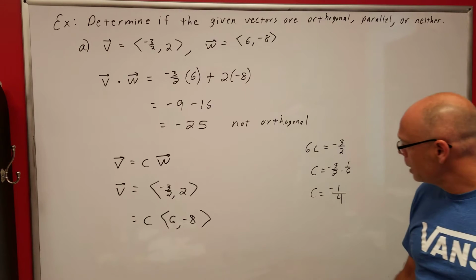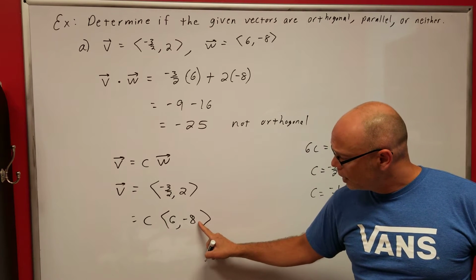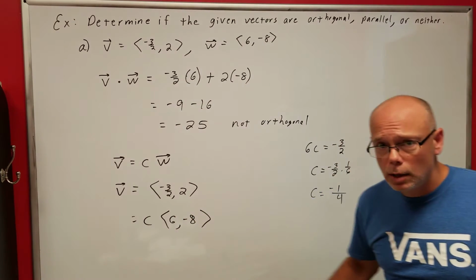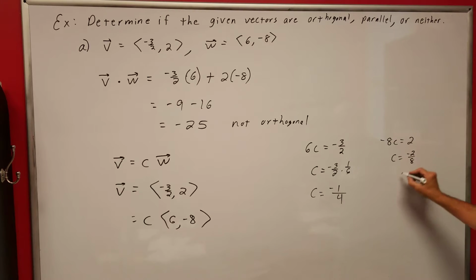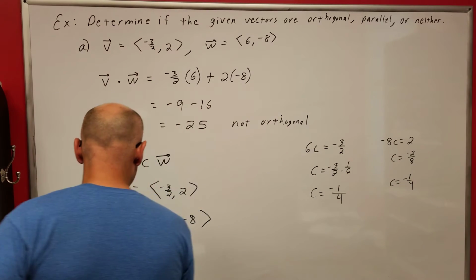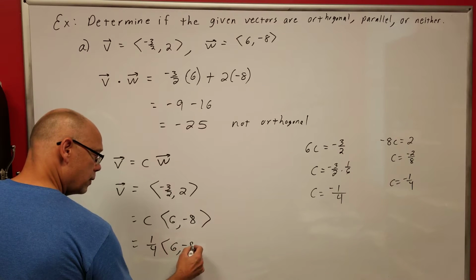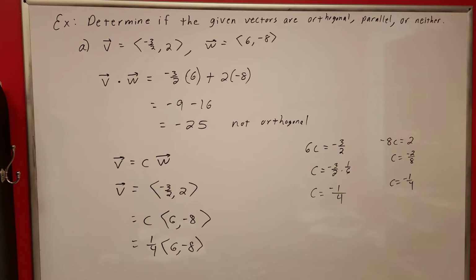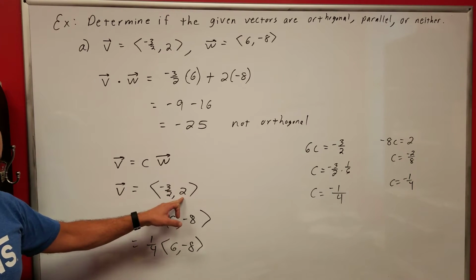All right, let's see if that same value for c works out for the second component in this vector. So negative 8 times c should give me a 2, right? So c is equal to negative 2 over 8. What does that give me? Negative 1/4. So I came out with the same c value here and here. So what does that mean? That means if I take negative 1/4 and multiply it by this vector with components 6, negative 8, I should get back negative 3 halves, comma 2.